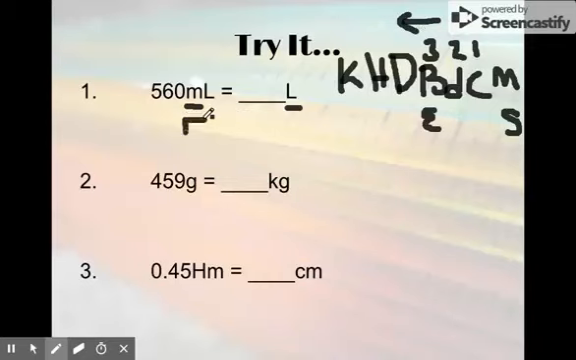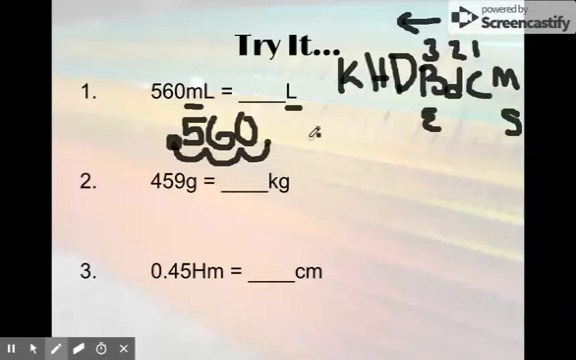So that's 1, 2, 3, and we're going to the left. So we're going to take our number, 560. Remember, if the decimal point is not shown, it's at the end. We're going to move it 1, 2, 3 to the left. So our decimal point is now here. So our answer should be 0.560.